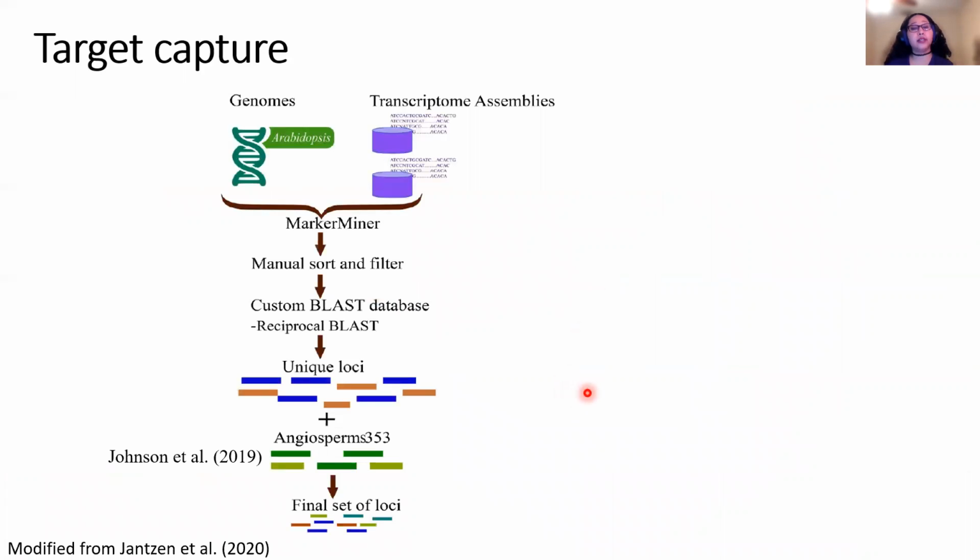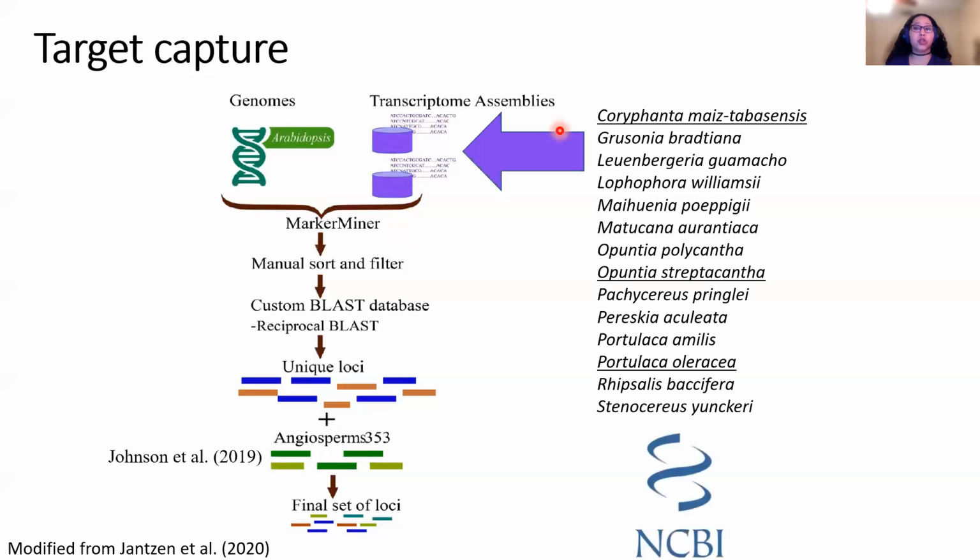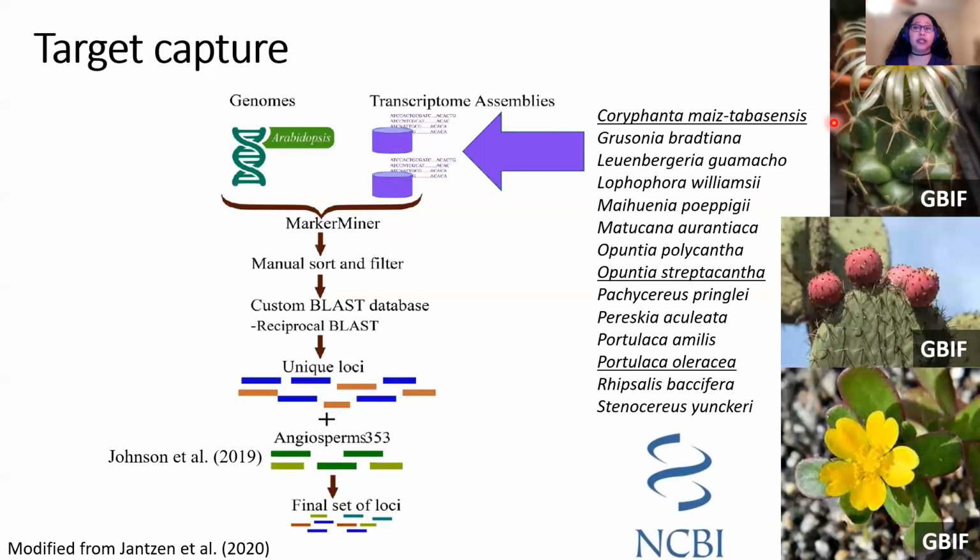We use the approaches of Jantzen and collaborators and Johnson and collaborators, first using MarkerMiner with the Arabidopsis annotated genome as a reference, and then including transcriptome assemblies extracted from GenBank, always trying to represent all the main clades in Cactaceae. Here are some pictures that show some of those clades, together with some outgroups like Portulaca oleracea. We proceeded to the manual sorting and filtering.